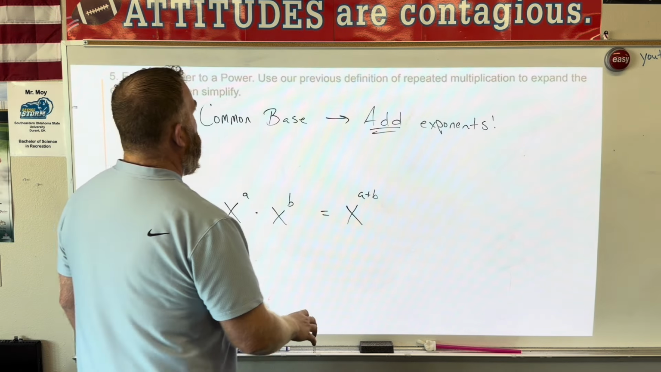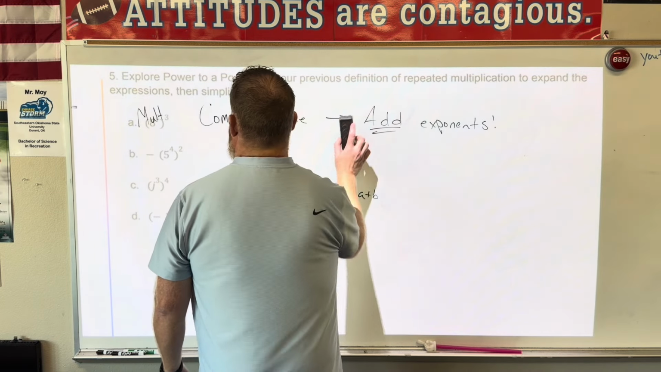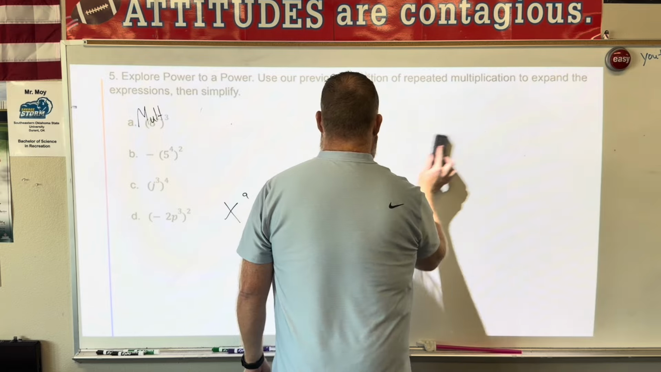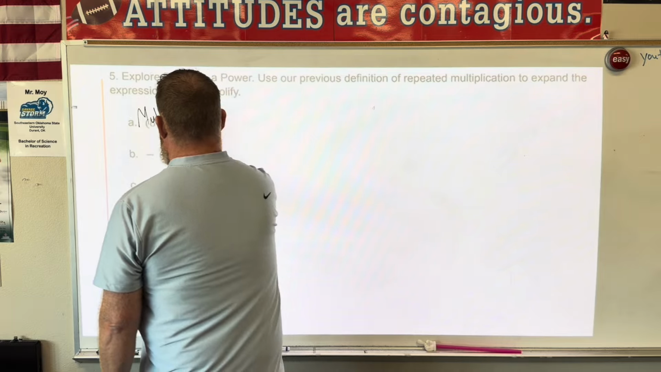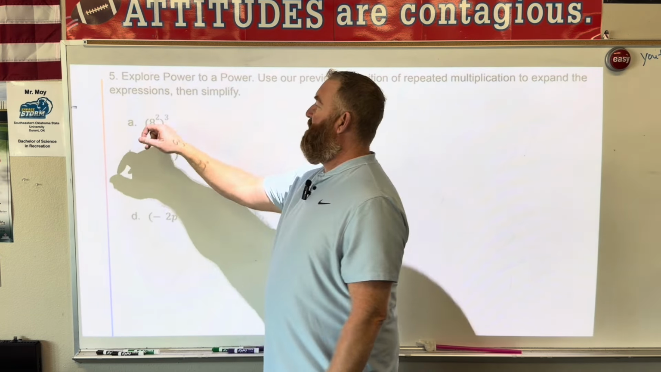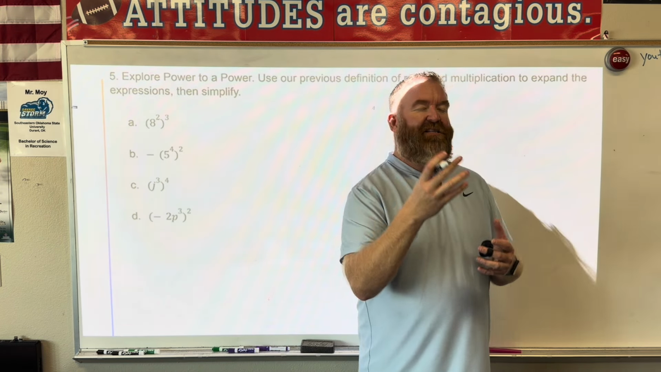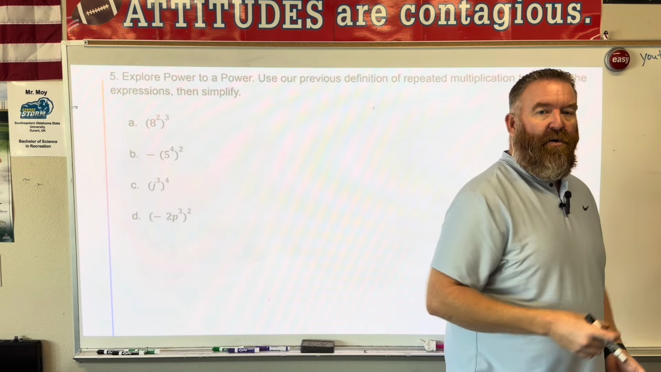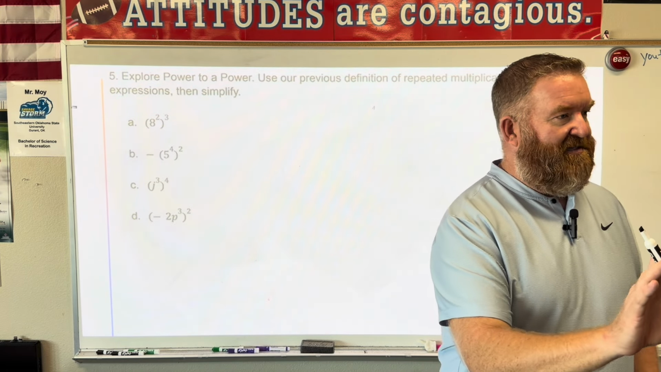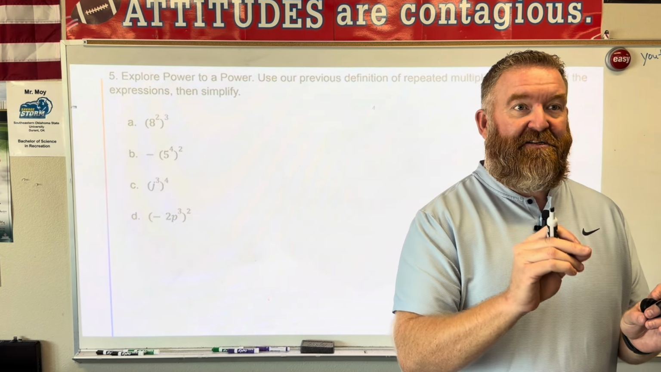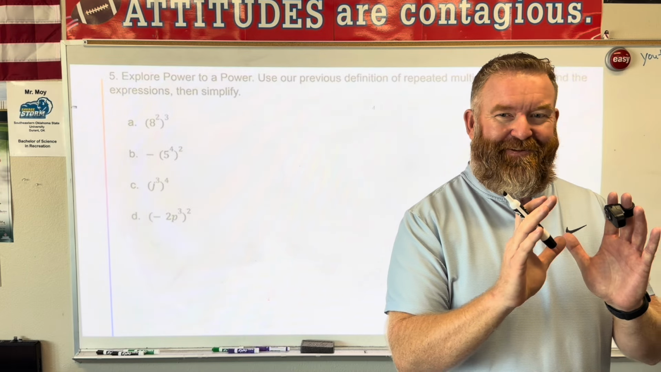Exploring power over power. Use our previous definition of repeated multiplication to expand the expressions and simplify. In other words, just expand it out and simplify it. All right, here we go. We've got 8 to the second, to the 3rd power. Let me stop. I see immediately some of your eyes went.